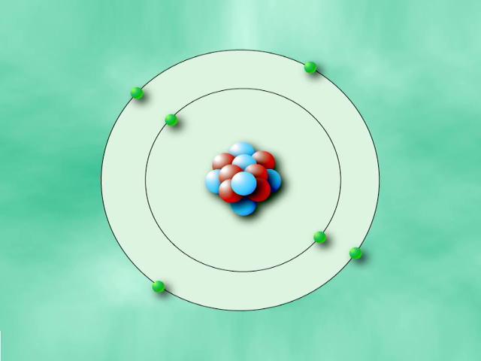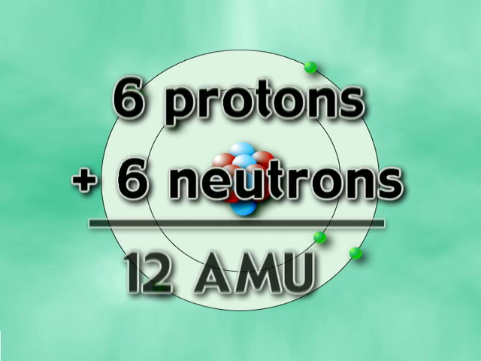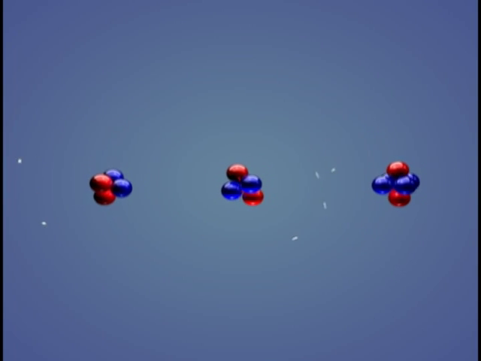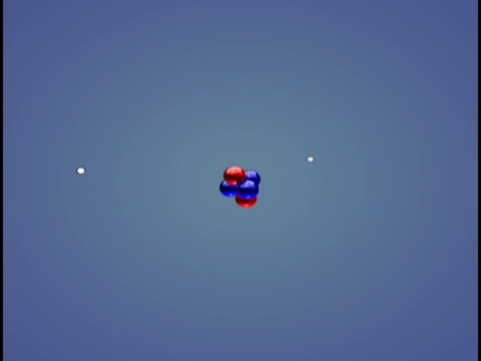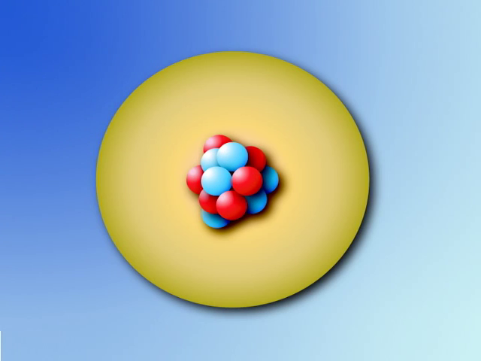The mass number of carbon is 12 AMUs and is computed by adding 6 protons and 6 neutrons. Surprisingly, not all carbon atoms have the same mass. All of the atoms of the same kind of element also do not have the same mass. This is because some elements exist as isotopes. Isotopes are atoms of the same element that have differing numbers of neutrons. For example, carbon may have 6 neutrons or 8 neutrons.